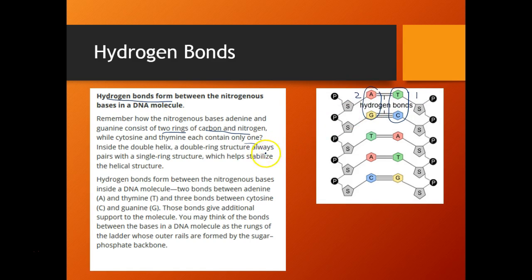So the double ring structure is always going to pair with another single ring structure. Between the 2 bases, we have hydrogen bonds that form. 2 bonds occur between the adenine and thymine, and 3 bonds occur between cytosine and guanine. These bonds give additional support to the molecule to make sure that it keeps its shape. You may think of the bonds between the bases in the DNA molecule as rungs of a ladder. So if this was a ladder, the bonds would be this portion right here, whereas the outer rails are formed by the sugar phosphate backbone.